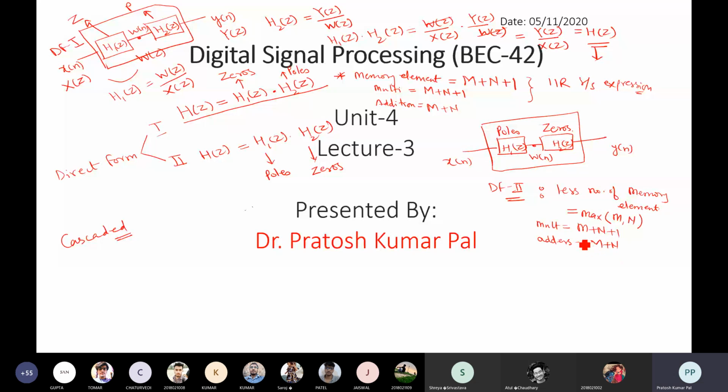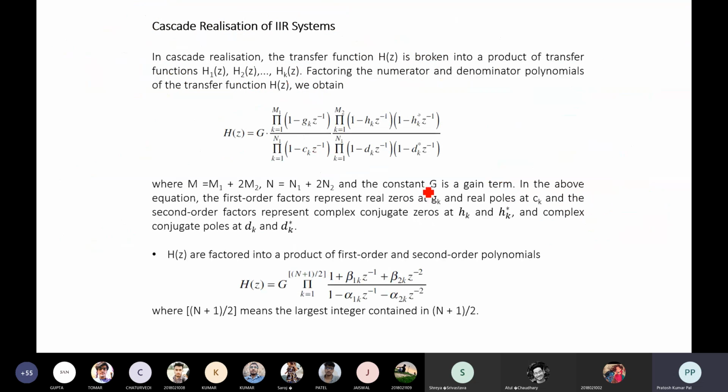Whatever direct form 1 and direct form 2 have, the same number of multipliers and adders will be required. The difference will be in terms of the memory elements. So this is the overview of the previous lecture. In this class, we will see how we can realize IIR systems in cascade form.